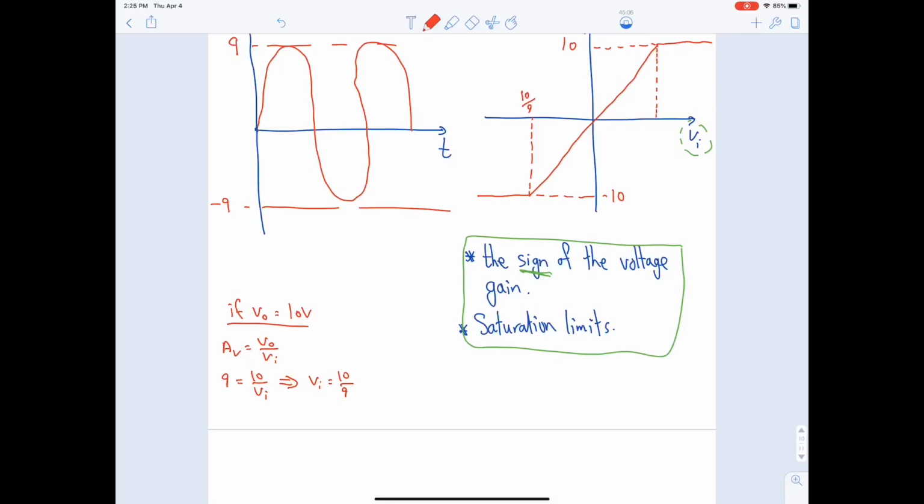10 over 9. Oh, sorry, this is for minus 10. So here it's 10 over 9. Let's delete this. If V output is minus 10 volt, AV is VO over VI, so 9 equals minus 10 over V input. V input is minus 10 over 9. Minus 10 over 9. Okay.